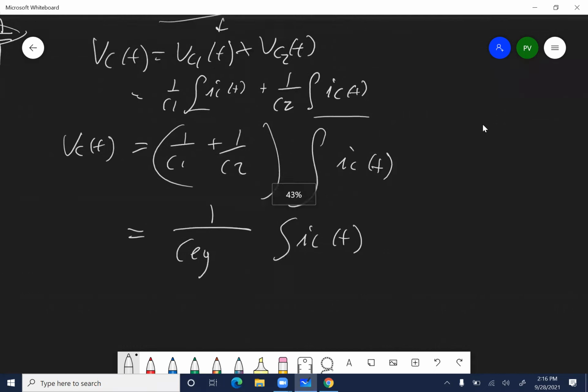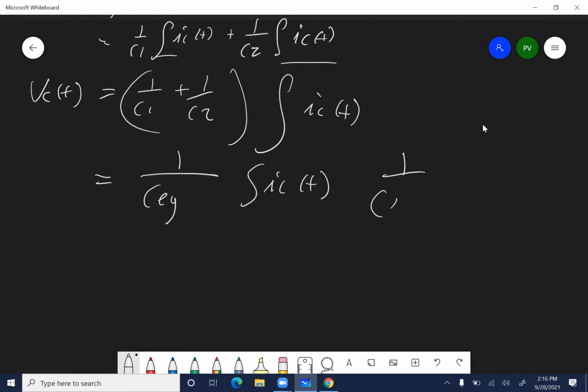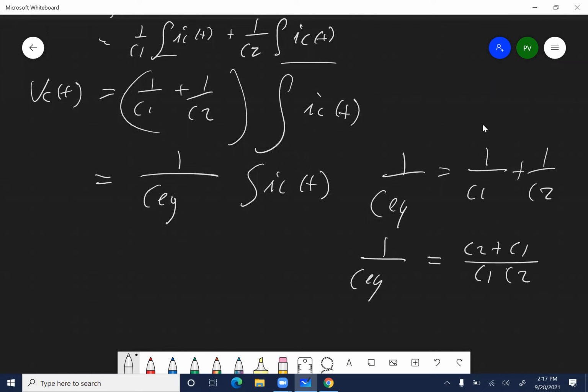So my 1 over my C equivalent is equal to 1 over C1 plus 1 over C2. So I'm going to put these under a common denominator, C1, C2. This is C2 plus C1 is equal to 1 over C equivalent. So C equivalent is equal to C1, C2 over C1 plus C2.